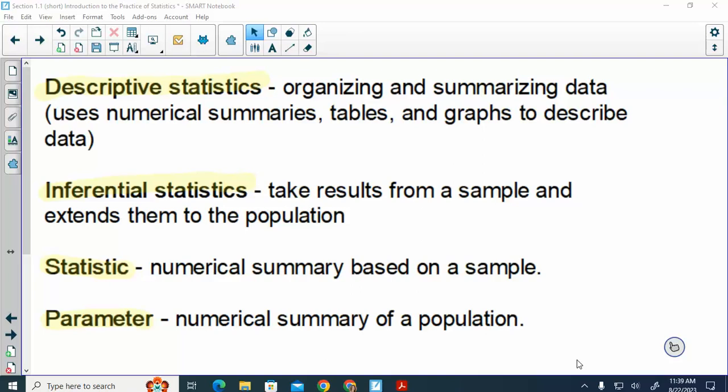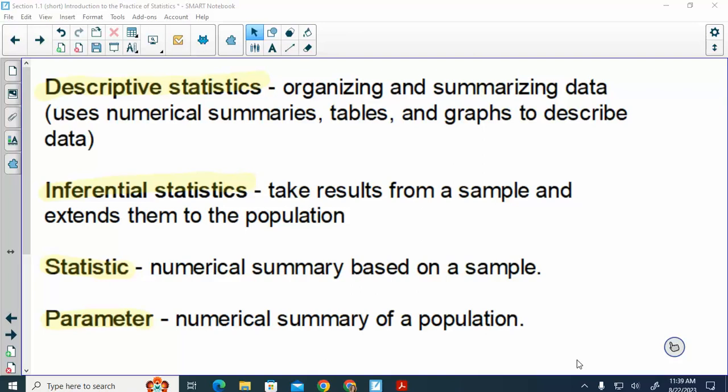Okay. So we talked yesterday about the difference between a population and a sample. What's a population? The entire group, all high school students. What's a sample? The small group, the people in this classroom. Okay. Then we have parameters and statistics.